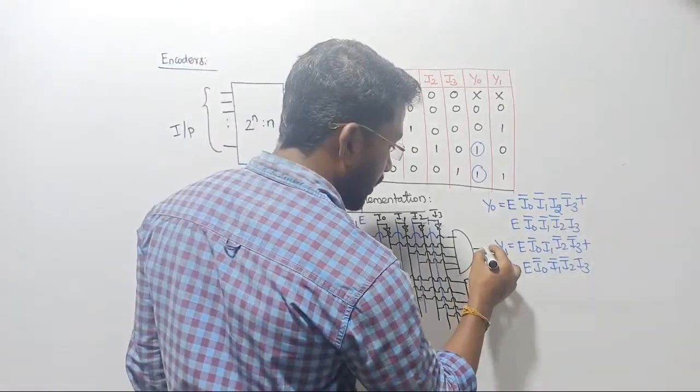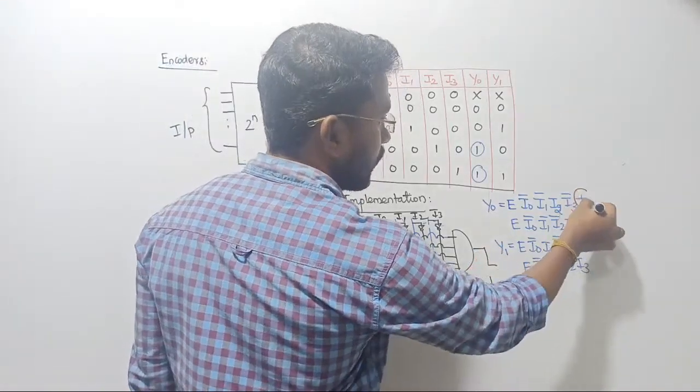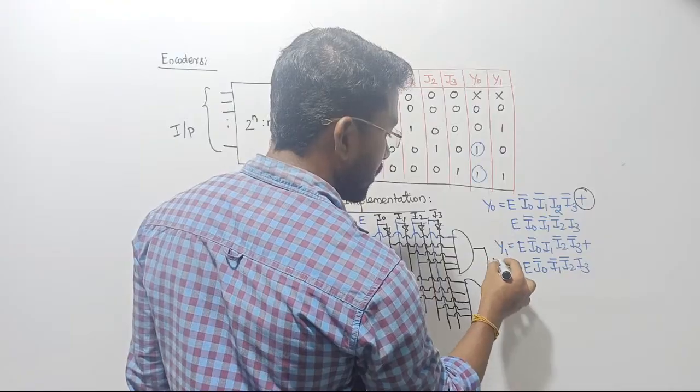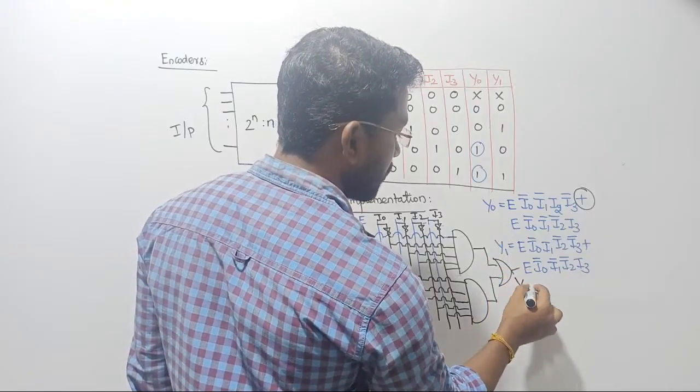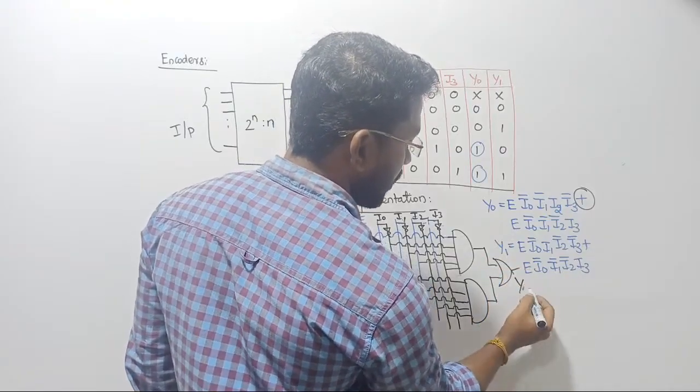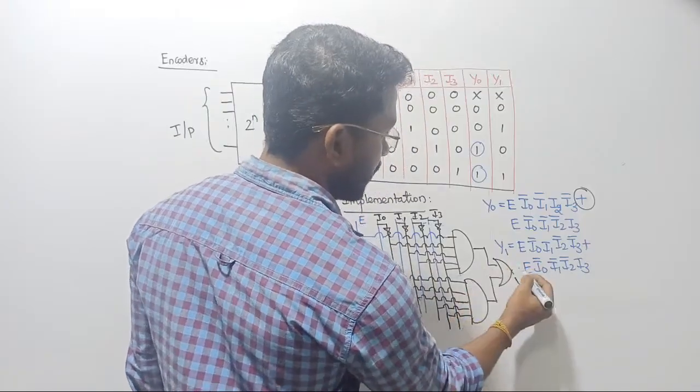This is not over yet, and then we should connect them. We have to perform addition. After completing this one, they will be joined with the OR gate such that this is going to be the total output. Let me call it Y0, right? That is your actual output.